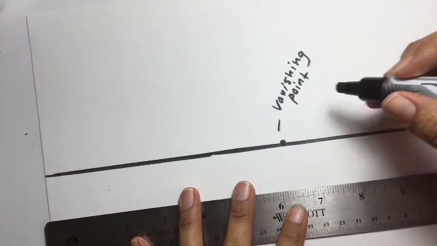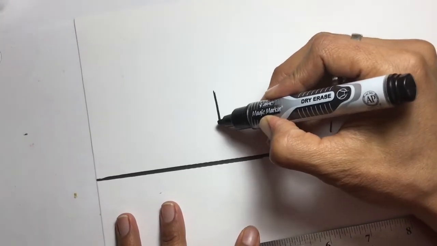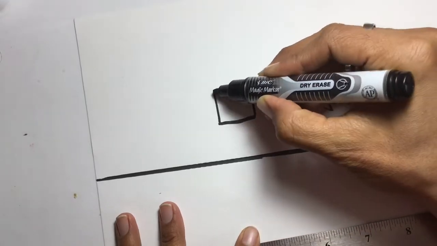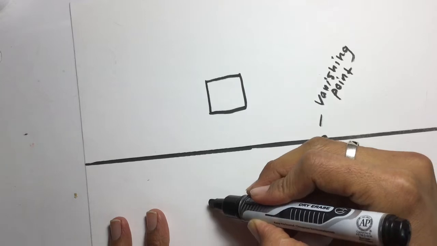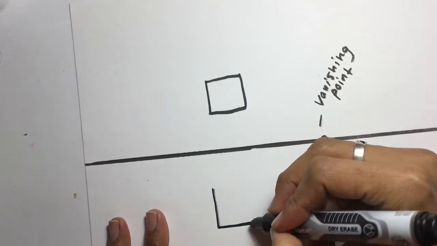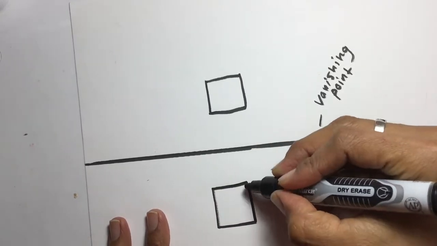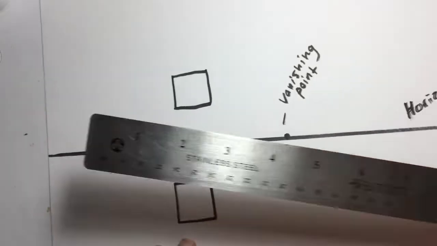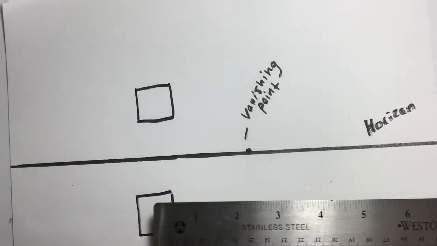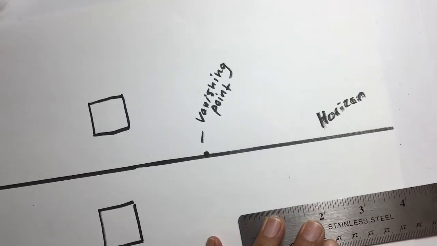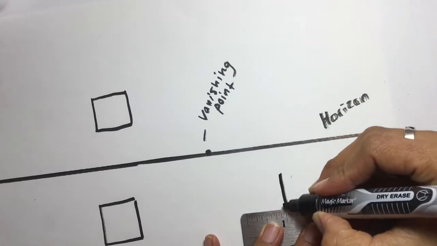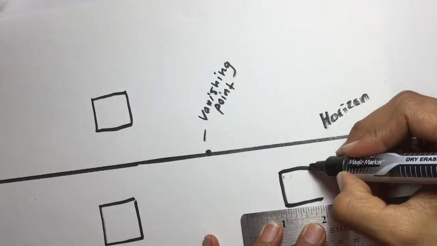So we're going to draw a square on top of the vanishing point, and we're going to draw one below. And you can use a ruler. If you don't have a ruler, you can use a cereal box or any kind of straight edge. So over here, we're going to draw on the opposite side another square. It could be a rectangle.